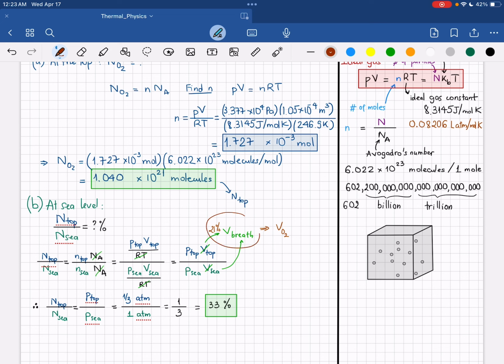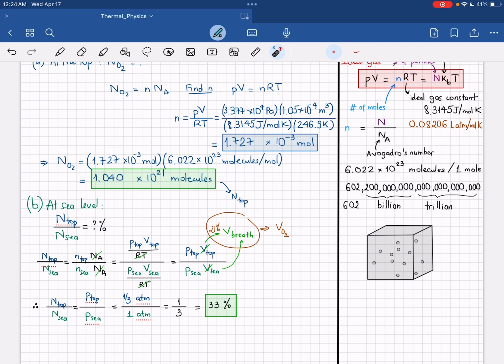So by doing this, we can see that the fraction, the percent that we need to find, is actually just the ratio between the pressure at the top over the pressure at sea level. At sea level, imagine a column of air on a unit of area, that should be 1 atmosphere, so the ratio should be 1/3, and that's why we got it to be about 33%.